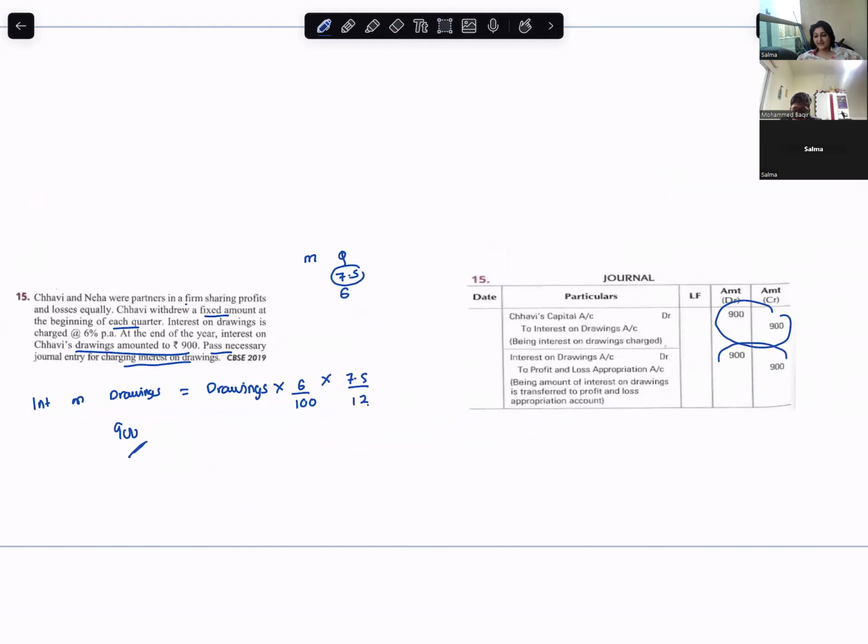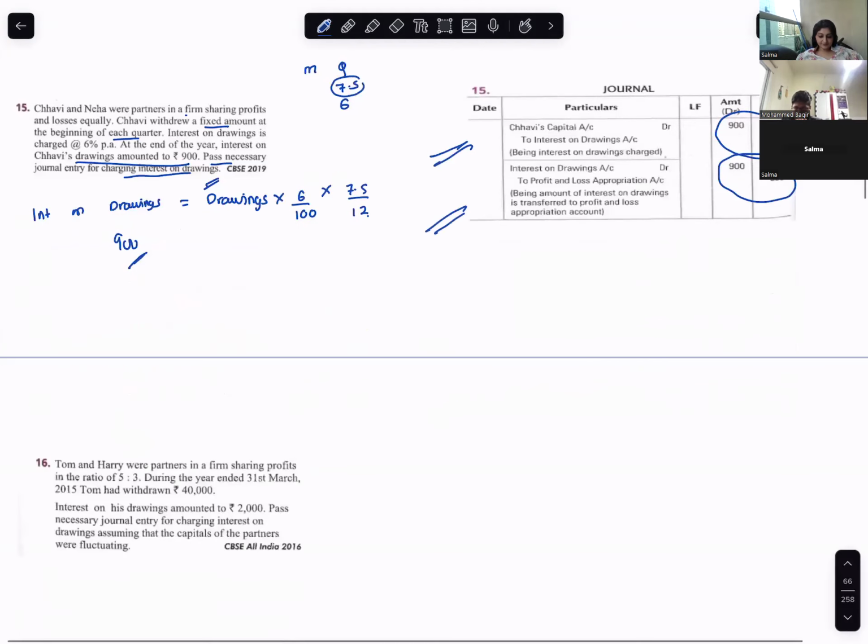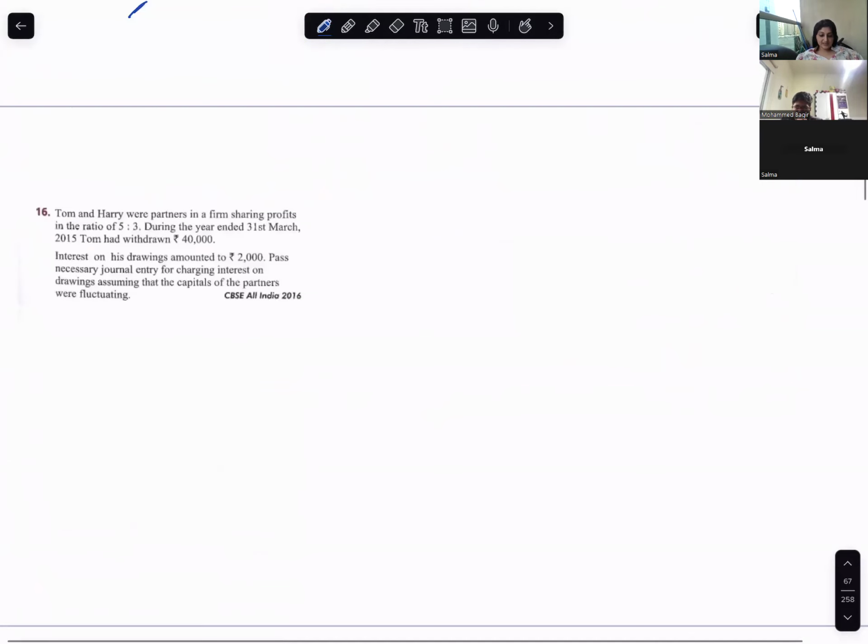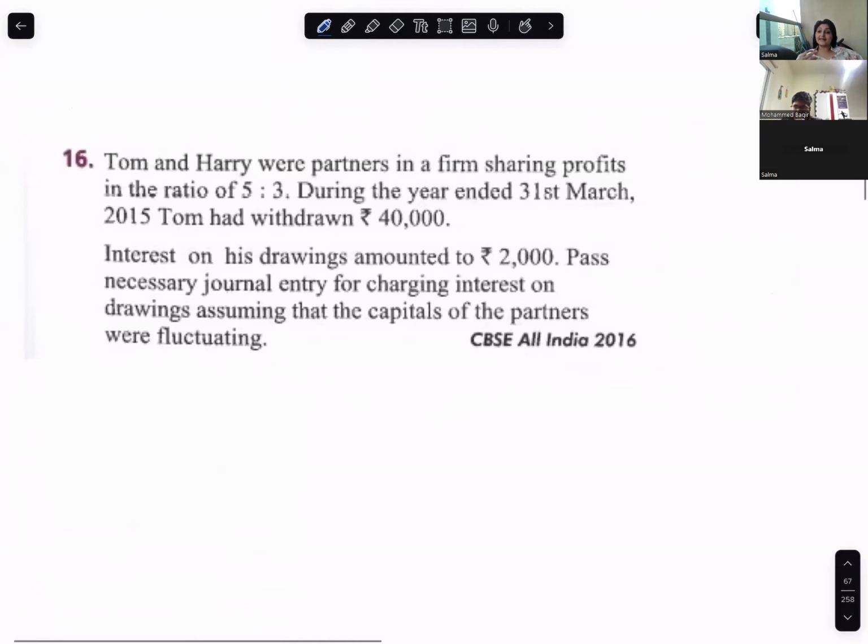Interest on drawings is directly given to you. They only wanted the journal entry. So this was the thing, you didn't need to calculate anything. They only wanted the journal entry. Are you with me? Yes, ma'am. Go to the 16th one. You need to understand, they can twist questions, but you need to understand what is the requirement.